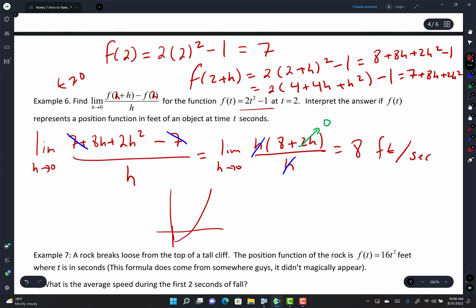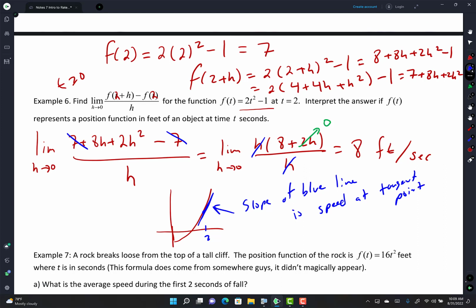And then what you found, at 2. So I'm going to say 2 is right there. You found that slope. You see that blue line? The slope of that blue line is my speed. Slope of blue line is speed at the tangent point. That tangent line gets steeper as you move the point of tangency.